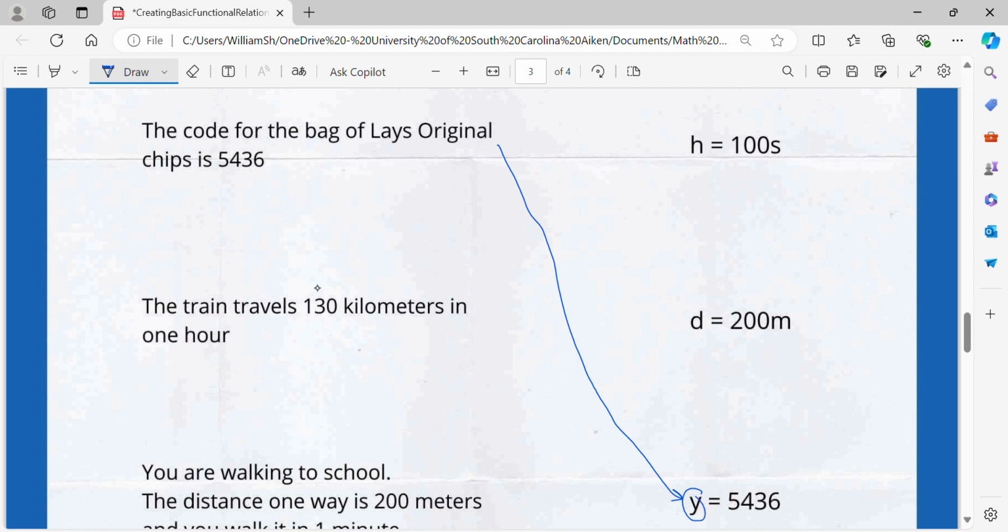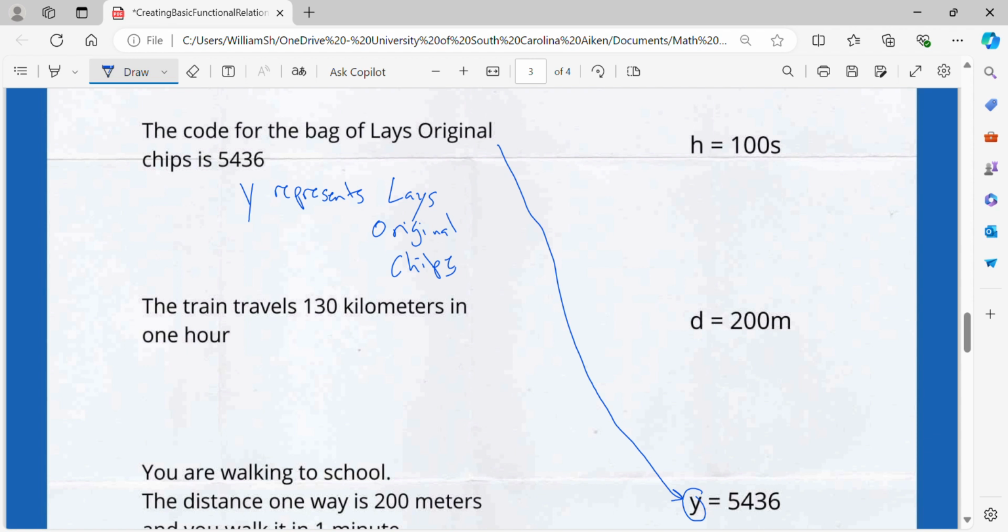So what do you think Y represents here? Y itself represents Lay's original chips. In order to get Lay's original chips, I need to input the number 5436. That's how I get them. And of course, paying the money too as well, right? Okay, so we've matched the first one up.